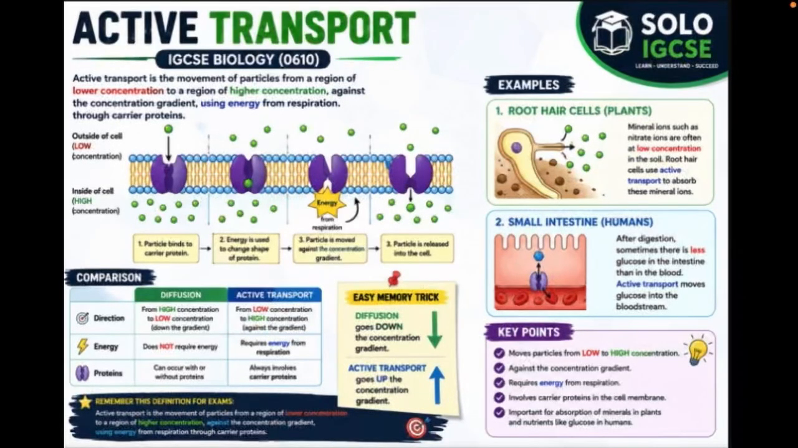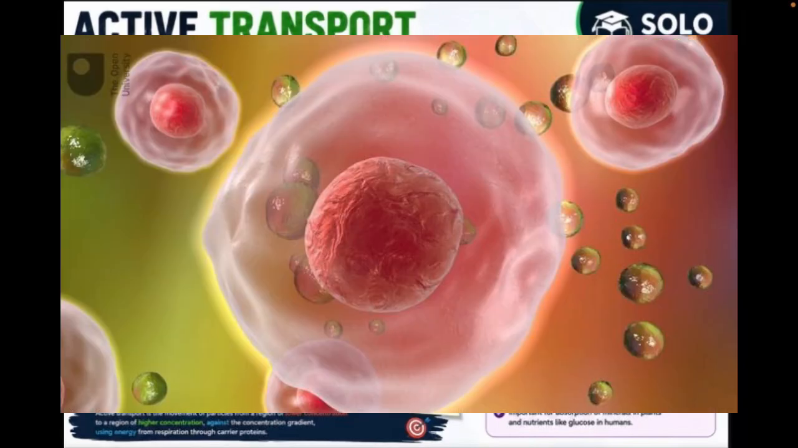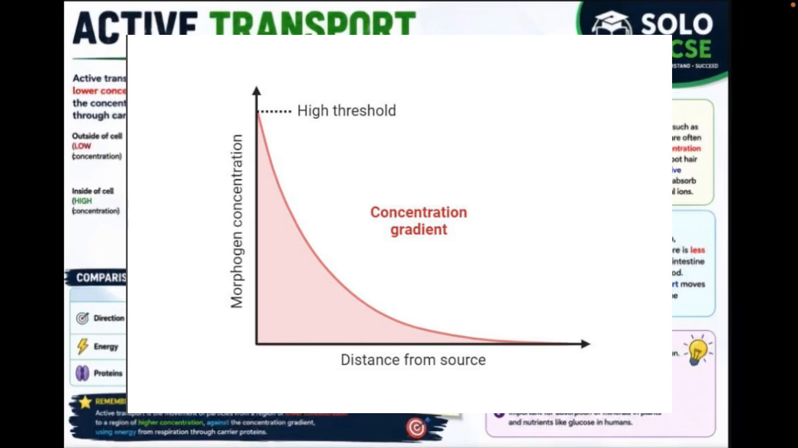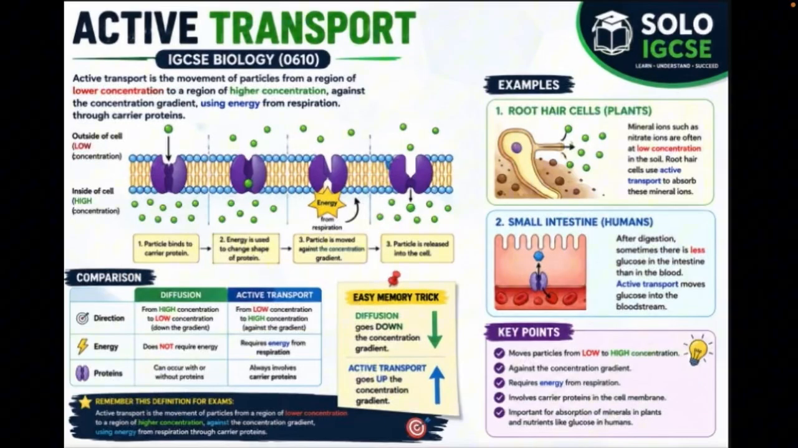Imagine you're trying to push a heavy box uphill. It takes energy, right? Well, cells sometimes have to do the same thing by moving substances against their concentration gradient. This process is called active transport. Let's understand it under 3 minutes.